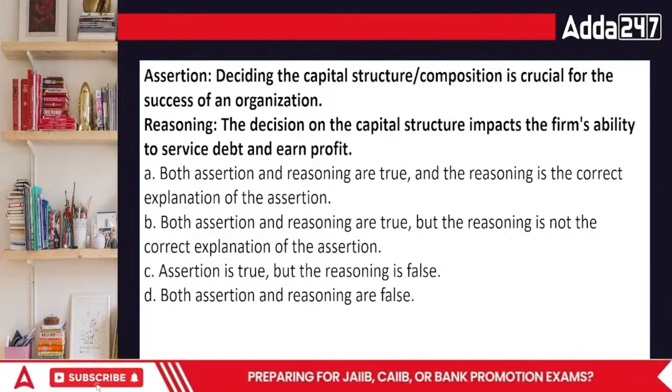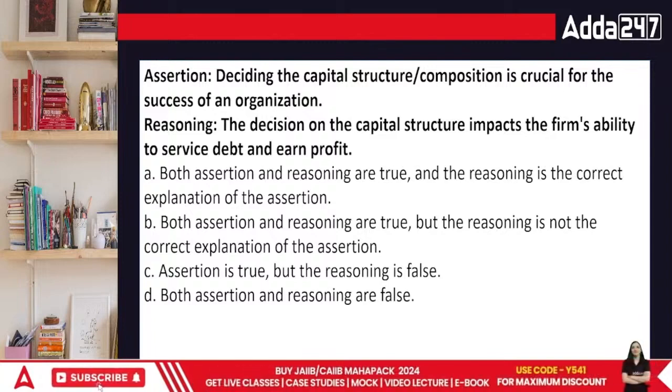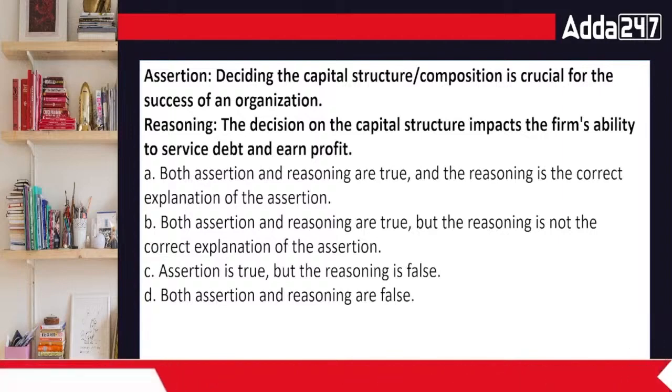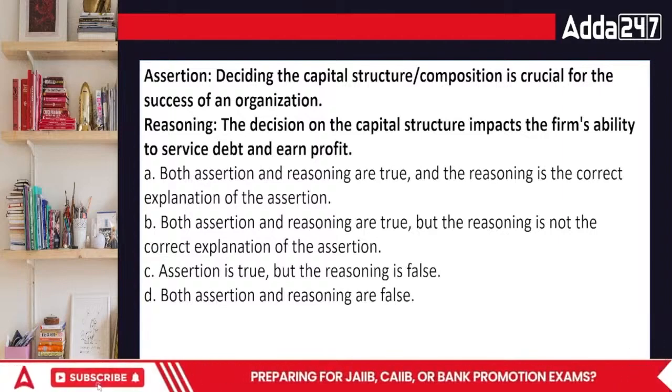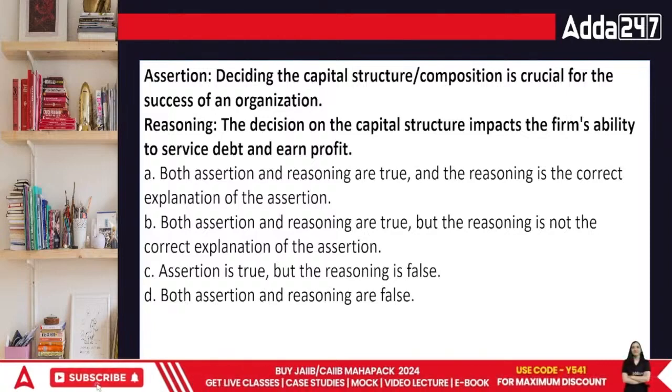Okay everyone, deciding the capital structure is crucial. The decision of capital structure impacts the firm's ability to service debt and earn profit. In this case, what is it that we are going to do? This helps the business to work a lot. If we do not work a lot, what will we do? Both assertion and reasoning are true, and the reasoning is the correct explanation of the assertion in this case.